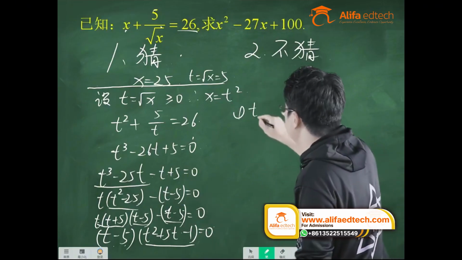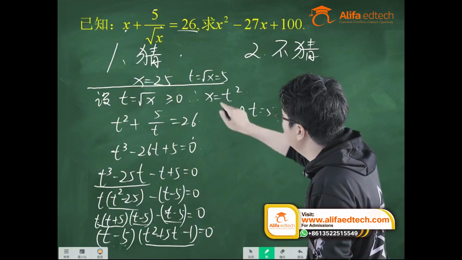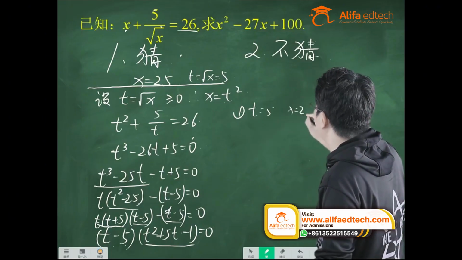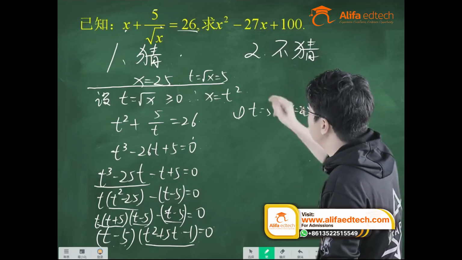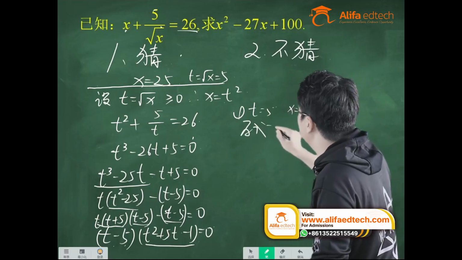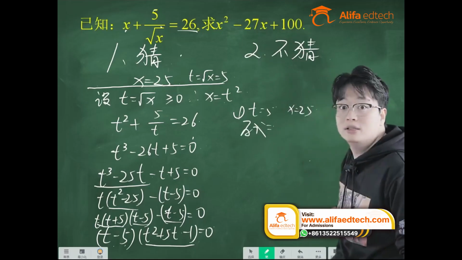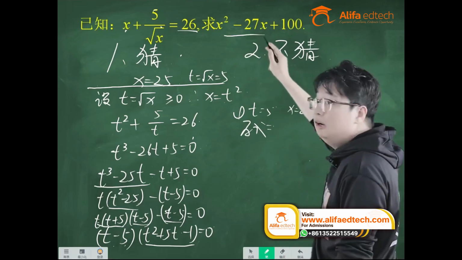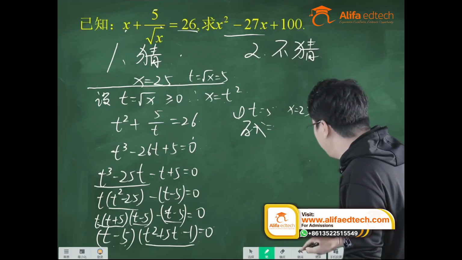The first case is if the front factor t minus 5 equals 0, then t equals 5. Bring it here, x is equal to 25. This is very simple. 25 is the final answer, right? Then we compute 25 squared minus 27 times 25, that is, minus twice 25 times, minus twice 25 is minus 50 plus 100.